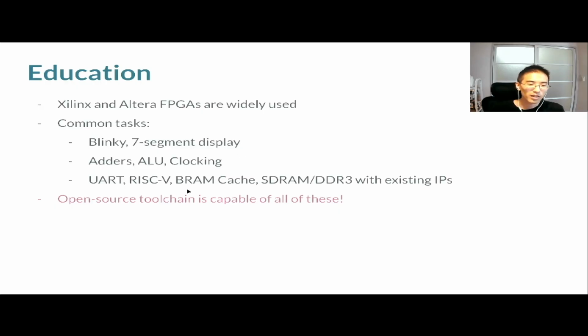And for more complex things, which may work as a more advanced course or like the last customized project for students, we have UART, maybe RISC-V. We may experiment with cache structures. We may use existing IPs for larger memories. And we can see actually the open source FPGA toolchain is capable of all of these.